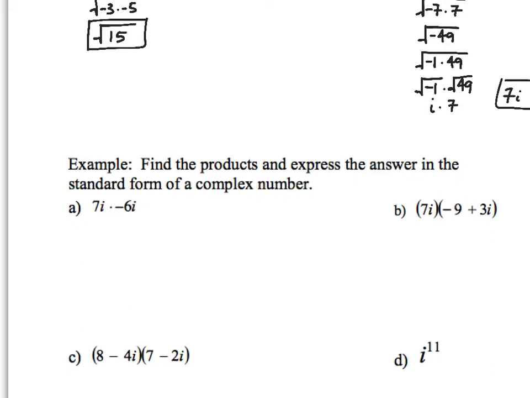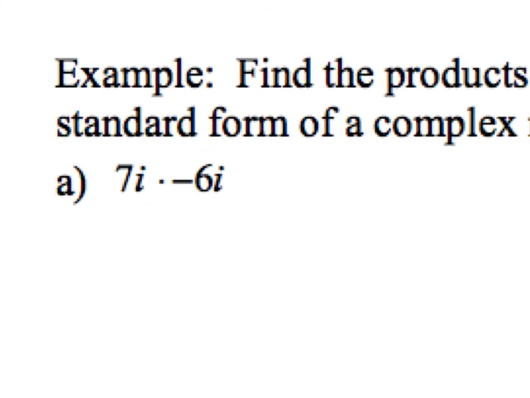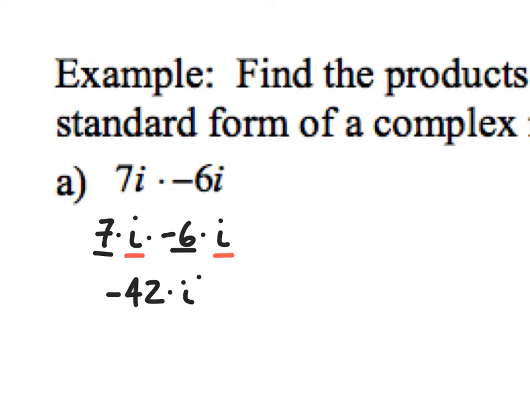Now what I want to do is perform multiplication. Find the products, meaning I want to multiply these together and express our answer in the form of a complex number. When I do this, i is a number, so I'm just going to treat it like another number. Really, I'm doing 7 times the imaginary number i times negative 6 times the imaginary number i. I just multiply my numbers and then multiply my i's. 7 times negative 6 gives me negative 42, and i times i gives me i squared.